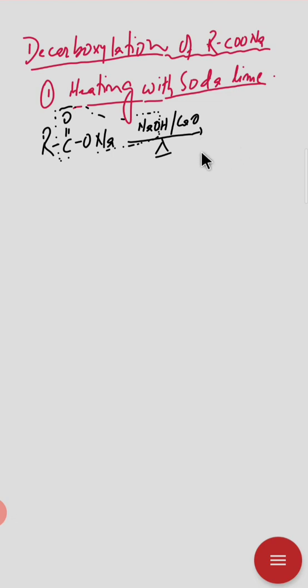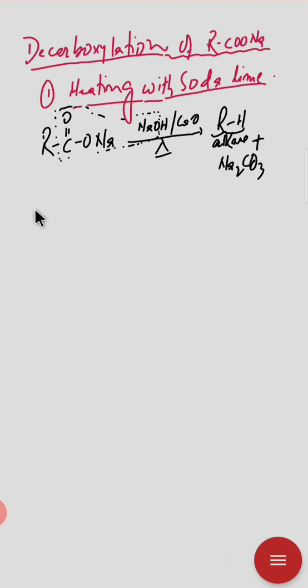atoms will form sodium carbonate as the byproduct. This is sodium carbonate and this hydrogen will be attached to this alkyl group, so this will be our alkane. Okay, these two will be formed and this is our alkane. Now this is our alkane. Okay, let me give the mechanism of this reaction along with some examples in this video.